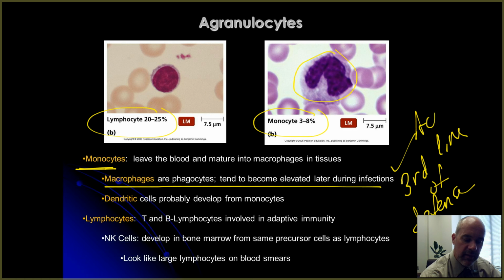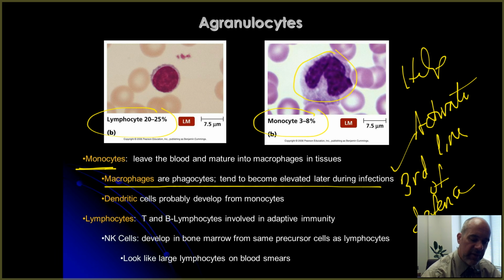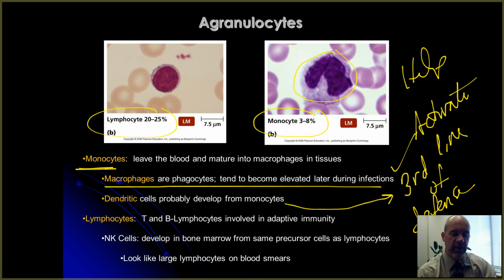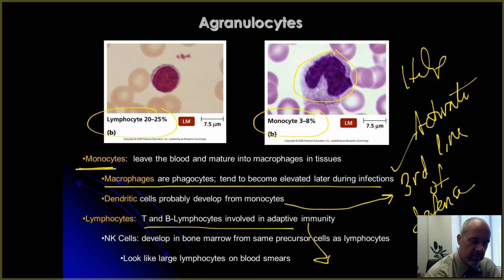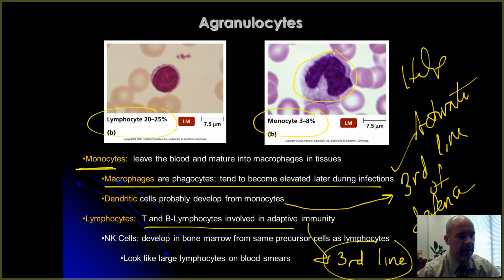They help activate the third line of defense. And so do these dendritic cells that we've talked about before. They probably develop from monocytes. Some of the origins of dendritic cells are still not all that well understood. Then your lymphocytes, those are divided up into two major categories, T and B lymphocytes. They're involved in the third line of defense, so we'll be talking about those later during the unit.